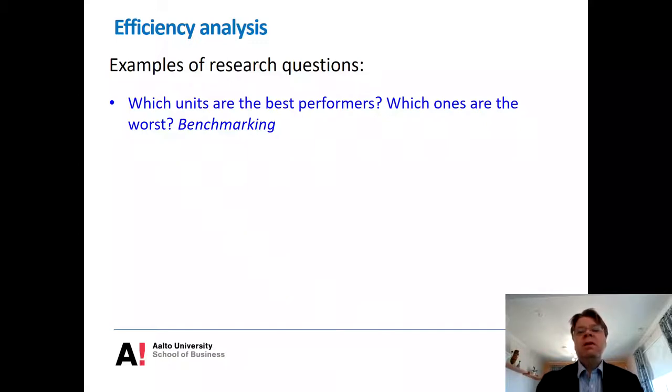And this can be very valuable information for benchmarking. So perhaps those average units or particularly weaker units can learn something from those best performers. Then by identifying those best performers, we can also maybe somehow try to transfer the good practices of those best performers and use them as the role models or examples. And this kind of use of the role models is generally referred to as benchmarking.